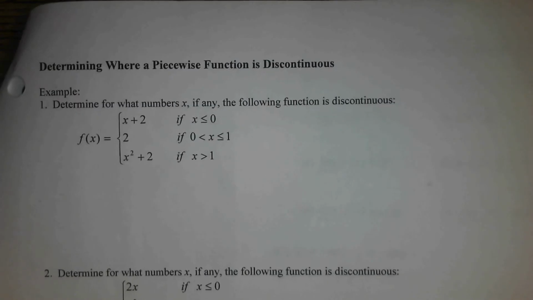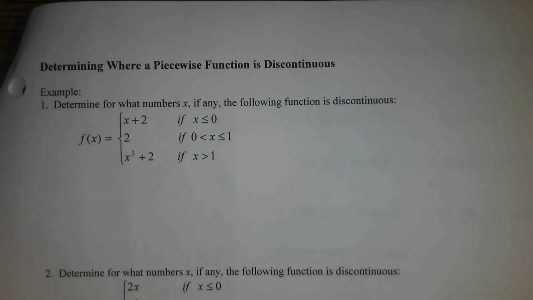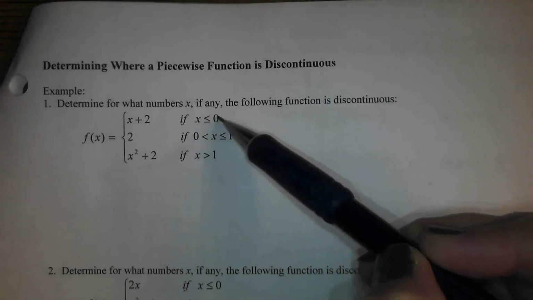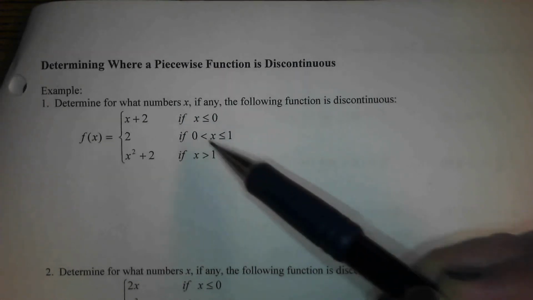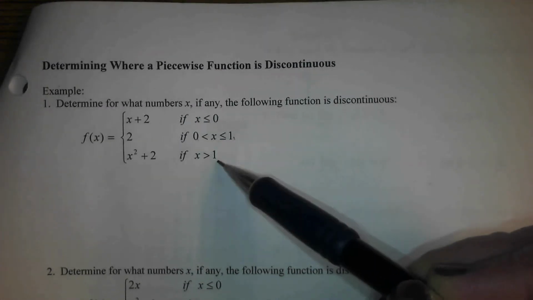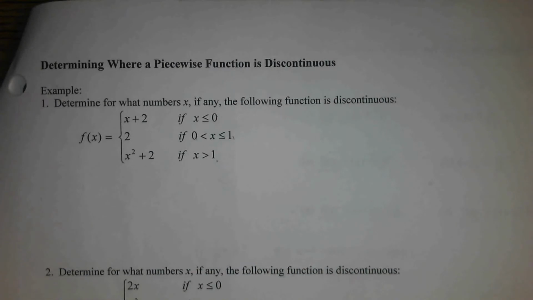determine for what numbers, if any. Now, I just focused on the points of transition. This is a little bit more in-depth than the ones I just went over in the homework, because there's actually 2 points of transition. At 0, we jump from this function to this function. At 1, we then jump from this function to this function. So we've got 2 potential points of discontinuity to look at.